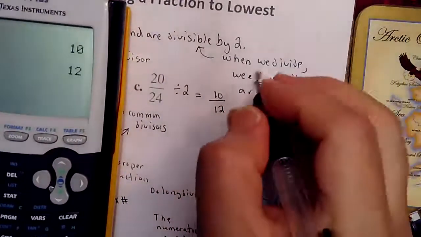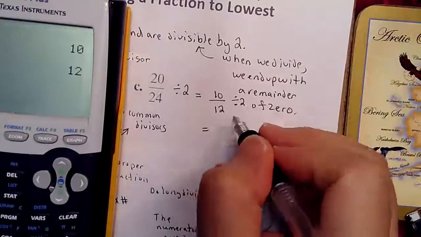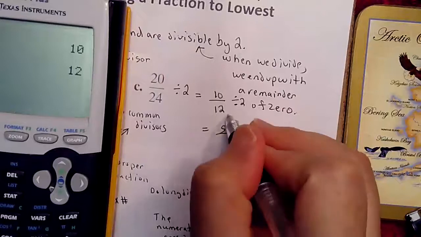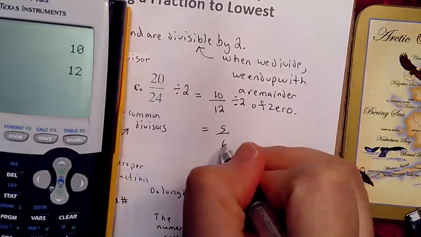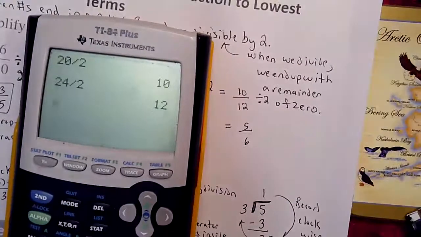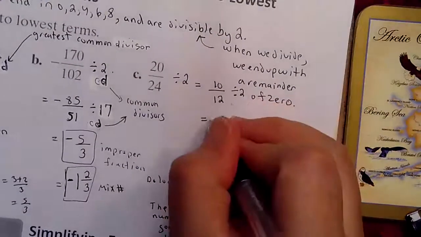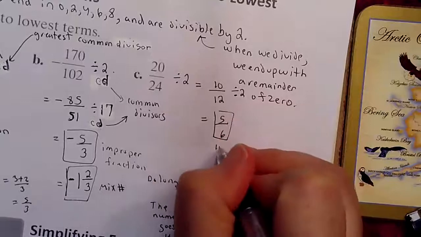Okay, then I can reduce again by 2. 10 divided by 2 is 5. 12 divided by 2 is 6. So I get 5 over 6. Okay, and that cannot be reduced anymore. This is lowest terms.